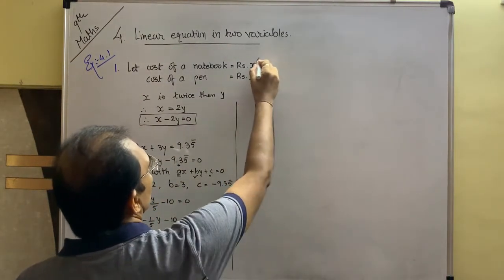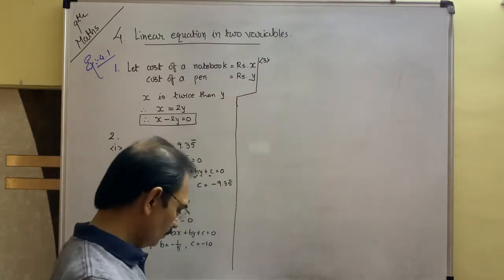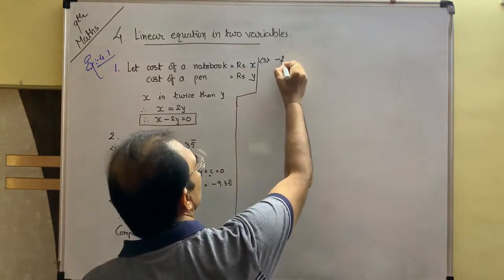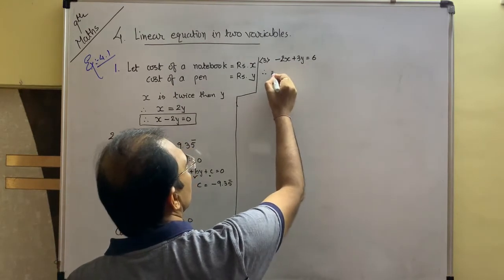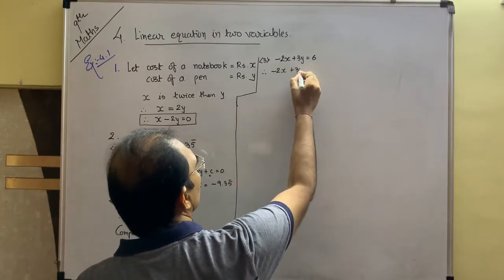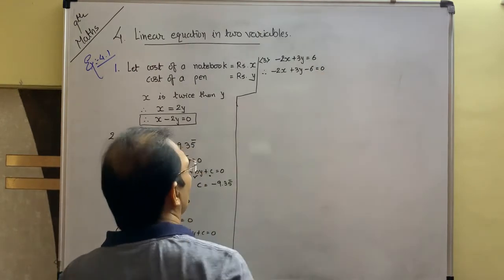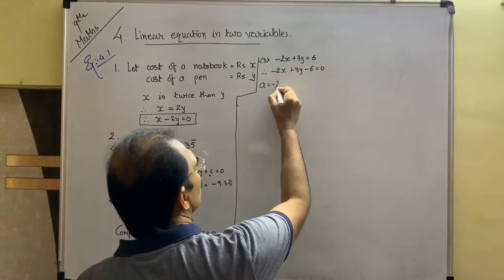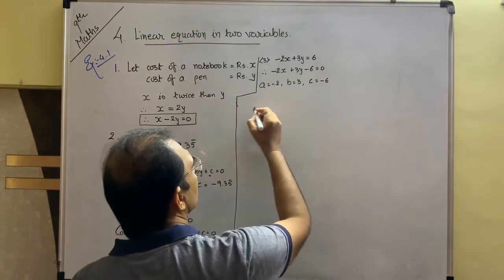Now third number, minus 2x plus 3y equals to 6. Minus 2x plus 3y equal to 6. Minus 2x plus 3y, take plus 6 this side, minus 6 equals to 0. After that, compare with standard form. A equals to minus 2, B equals to plus 3 and C equals to minus 6.